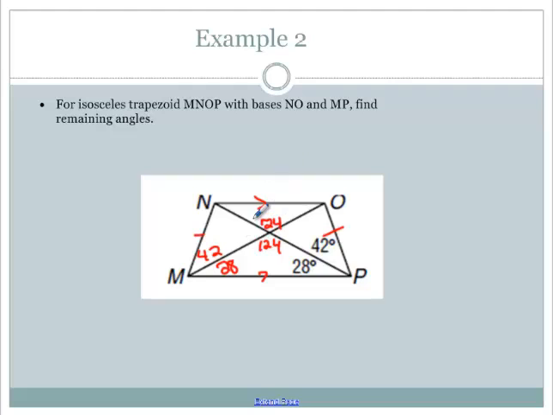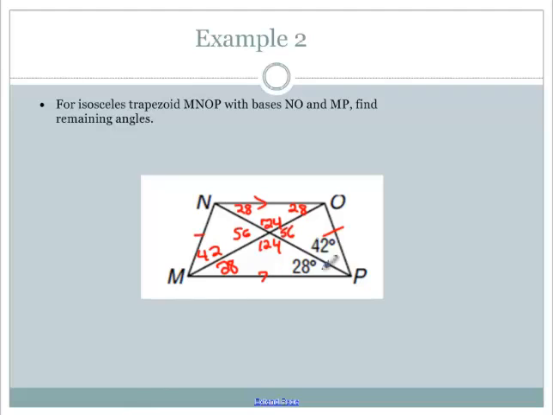Next to it is supplementary, so I'm going to subtract that from 180, and I get 56. Over here is 56 as well. Now, because these are parallel, since this is 28, its alternate interior angle is also 28, and same on this side. Now these two up here, I need to use a triangle.